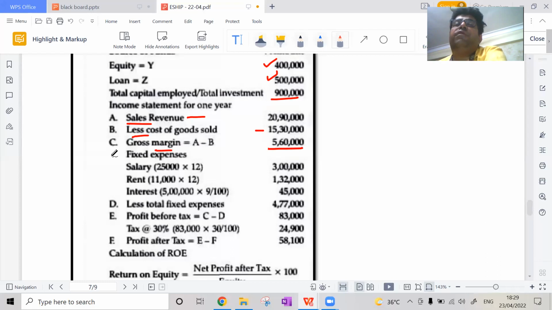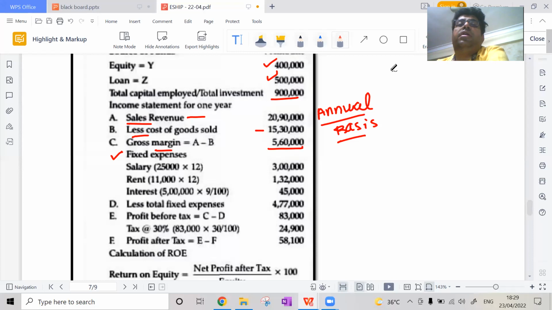Now coming on to fixed expenses. Please make sure when you are making an income statement, it should be on an annual basis. Because many a times it has not been given in NCERT. Always you have to make the income statement, students. Kindly note that. Always you have to make the income statement on an annual basis.